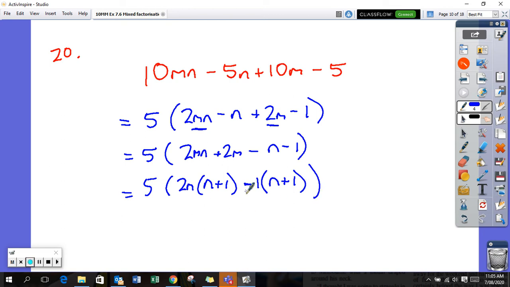Okay, so how does that work? So what I've done is I've taken the minus 1 out, so when we expand this, minus 1 times n is minus n, minus 1 times 1 is minus 1, and it's given us an n plus 1 in each of them. So now I'm going to go 5 bracket, and I'm going to take the n plus 1 out as common. And here we're just left with 2m minus 1. Okay, and we don't really need that other bracket.